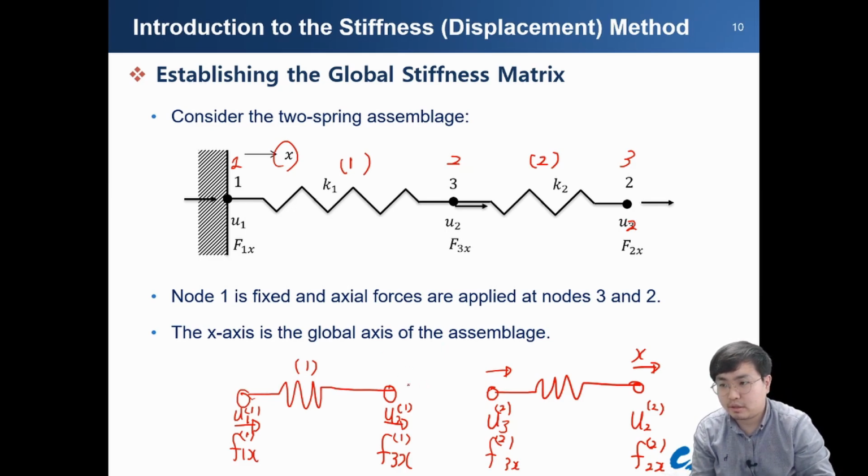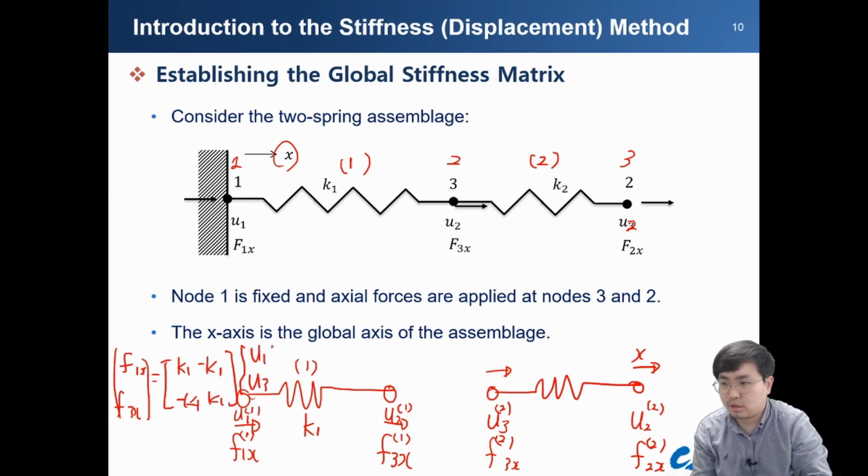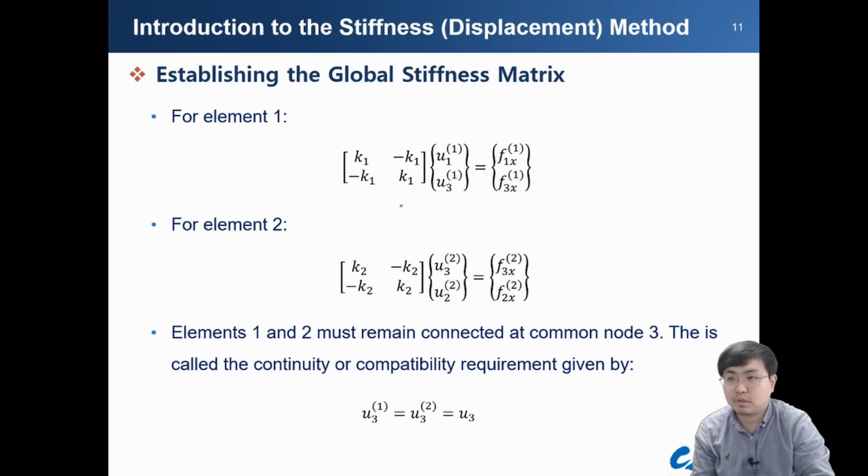So here, with this spring constant K1, you can easily obtain the local stiffness matrix: K1, minus K1, minus K1, K1, with U1 and U3. Here, you can similarly obtain the second one. I prepared those summarized results here and here.